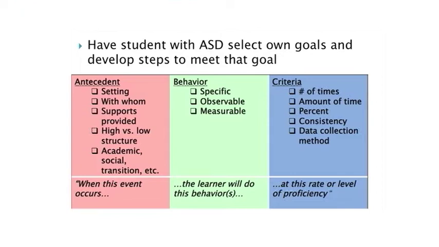So we actually had students decide what they wanted to work on, and then we helped them figure out when they would work on that, so the antecedent, specifically what they wanted to work on, so their behavior, and then figured out an appropriate criteria for how to work on that.